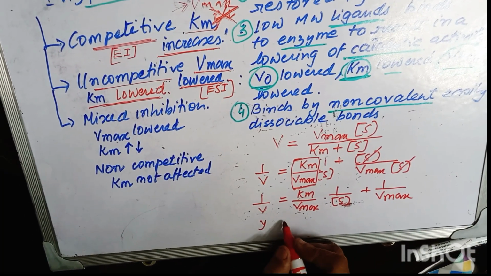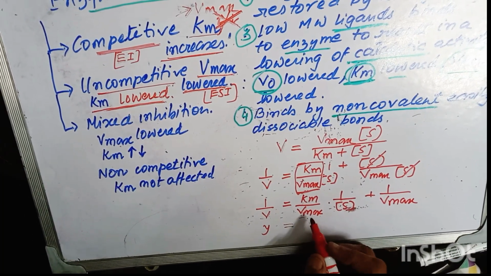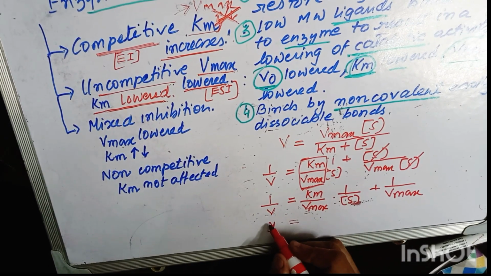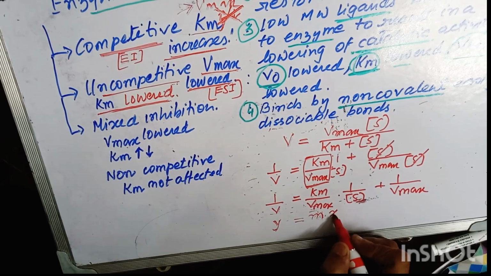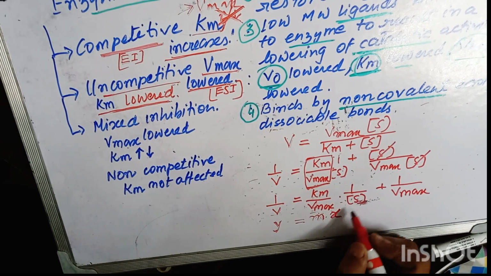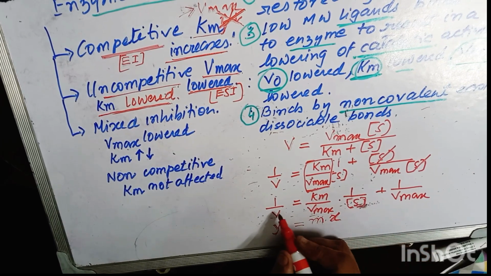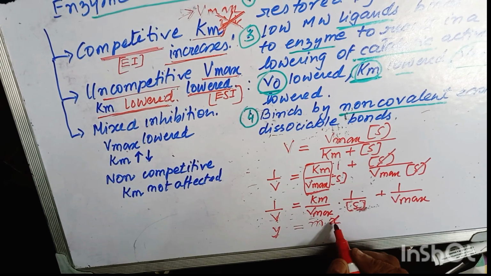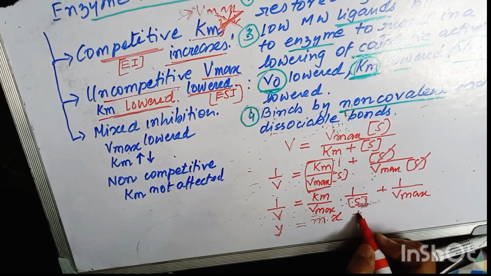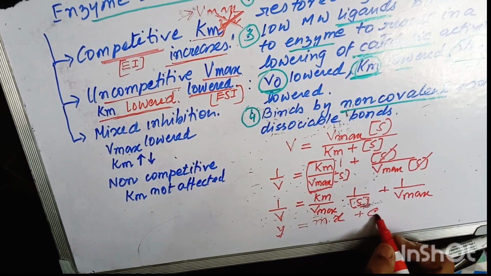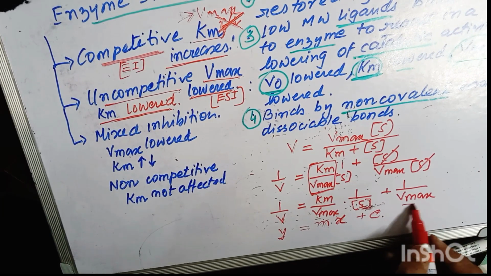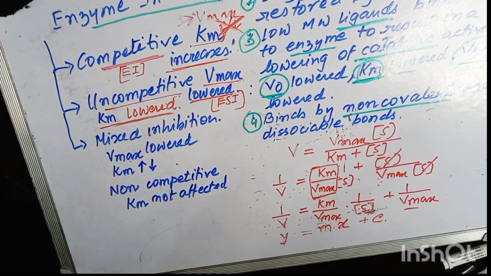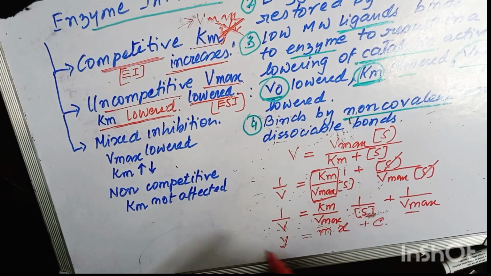And we draw it as an equation similar to that of a straight line. So Y equal to Mx, where X is 1 by S, a changeable parameter. S changes, substrate concentration changes, velocity changes, so it's also a changeable parameter. Y and X are changeable parameters of this equation, plus 1 by Vmax is C. It is a constant. Vmax is constant for any enzyme substrate couple. So M is Km by Vmax. This part was just a revision from my previous class.